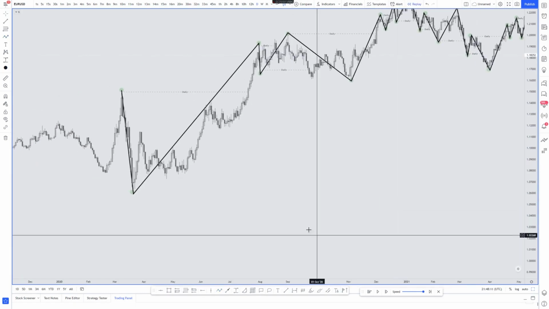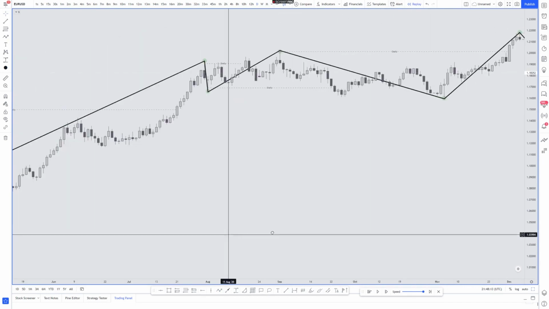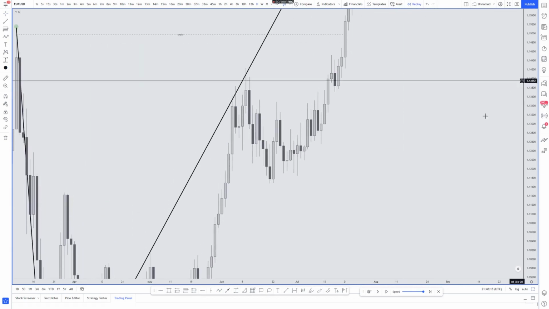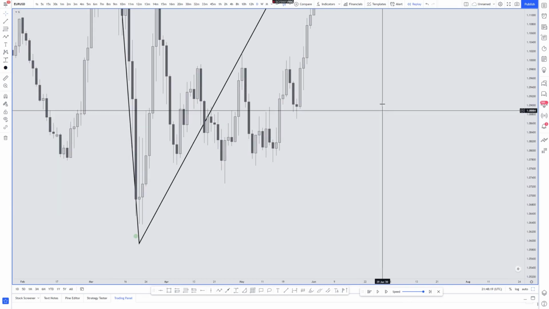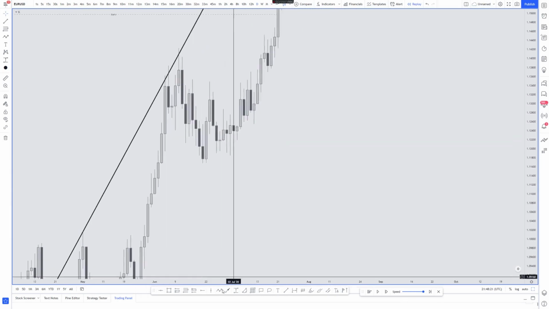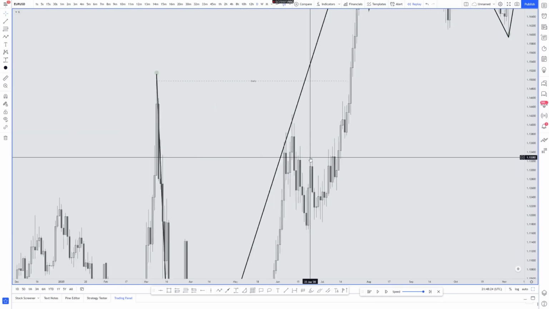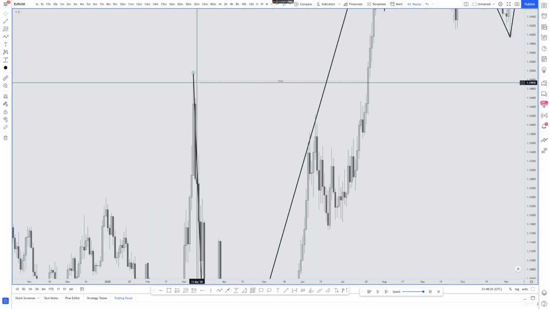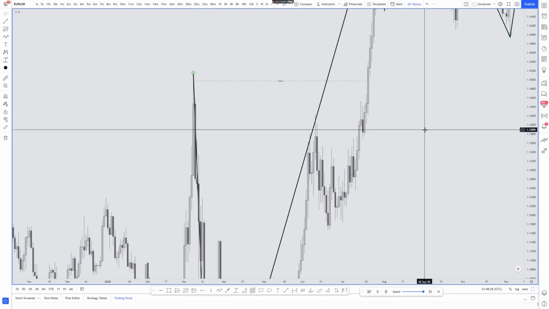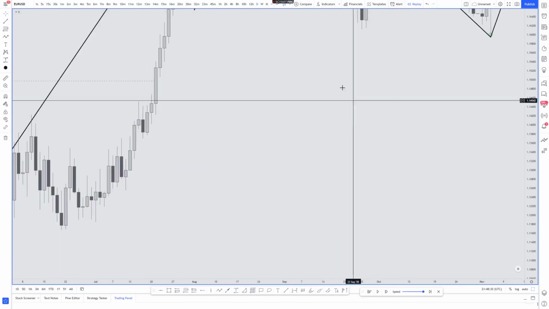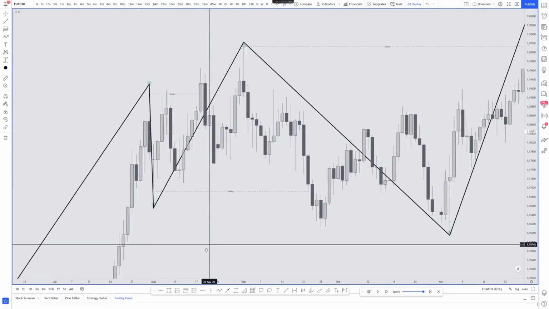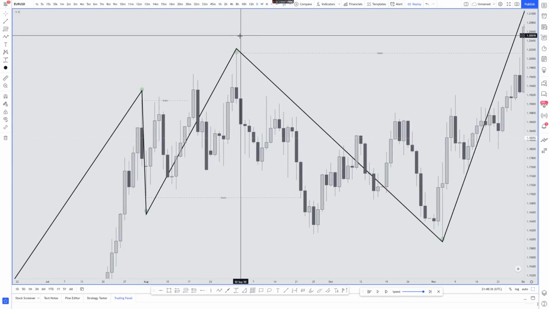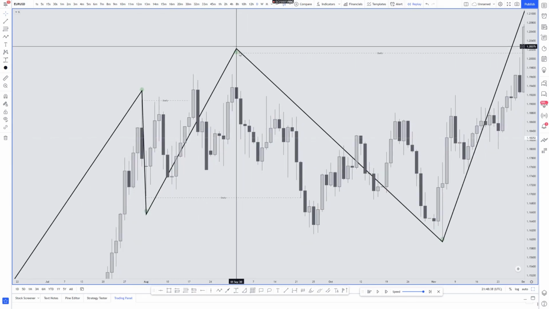So what we have here is all the structure we mapped. So what I'm going to do is zoom in, and we basically started at this bottom. We went on up. Once we took this high, we called that our structure break. We wait till the impulse ends and we have any decent pullback. So here we make a new high, we become a confirmed bullish trend.